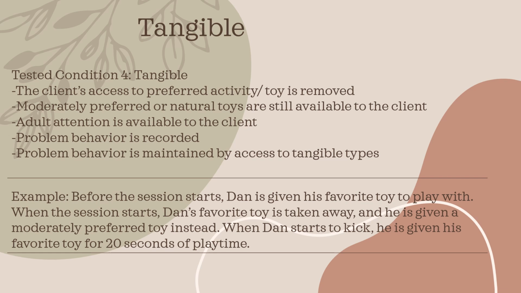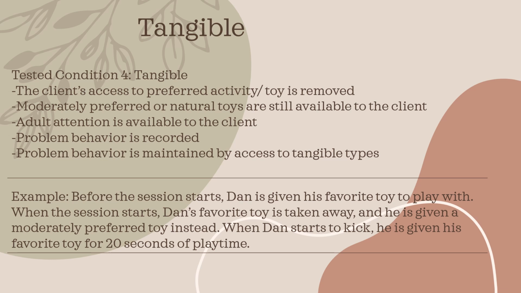The last condition is tangible. This is a physical item. This is the removal of a preferred item. So the client's access to preferred activities or toys is removed. A moderately preferred or natural toy is given to the child instead and is available to the client. The adult's attention is available to the client. If the problem behavior occurs, it is recorded, and problem behavior is maintained by access to tangibles.